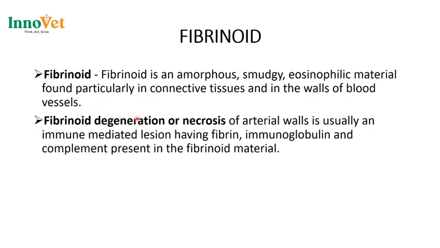Fibrinoid degeneration or necrosis of the arterial walls is usually an immune-mediated lesion having fibrin, immunoglobulins, and the complement system present in the fibrinoid material. As we are going to appreciate in the next histological section, this is due to the deposition of fibrin within the arterial walls. When this fibrin is deposited within the arterial walls, they undergo necrosis. And this is very characteristic of the arteries, as we are going to appreciate within the histological sections in the next slide.